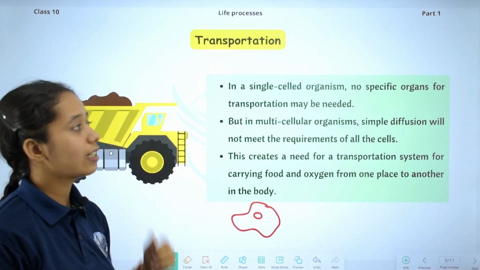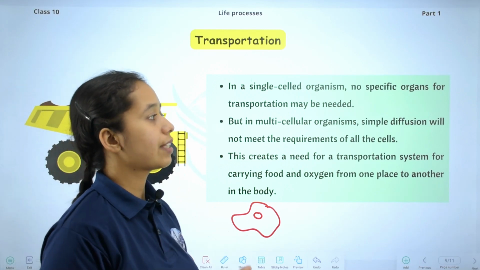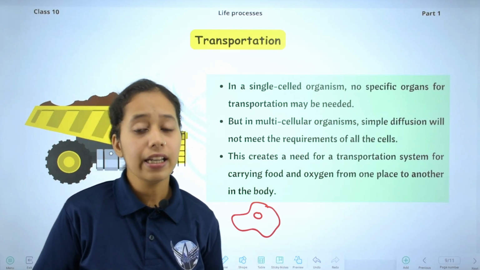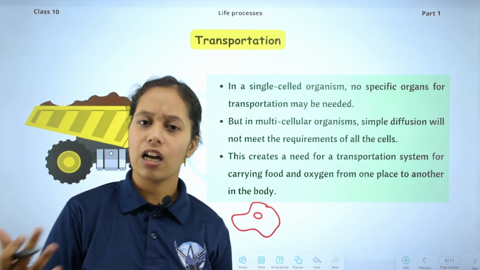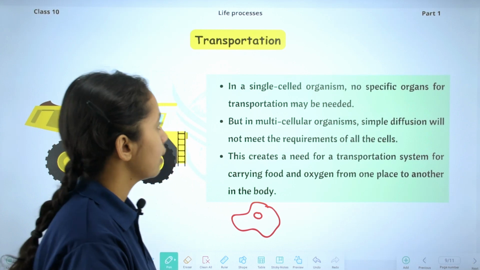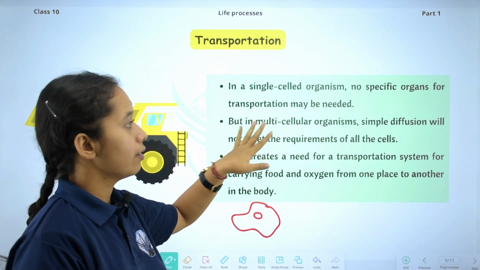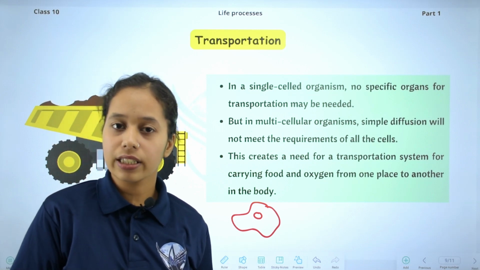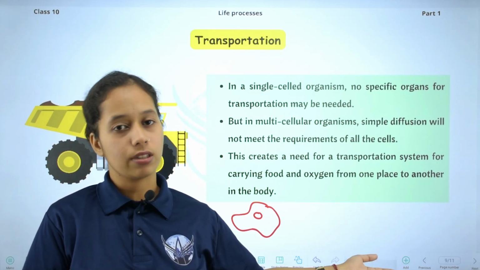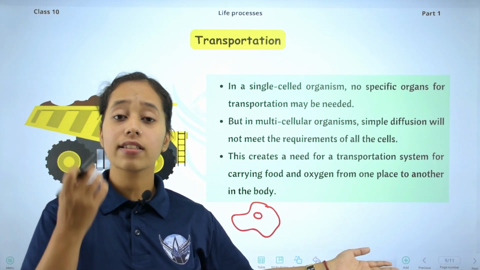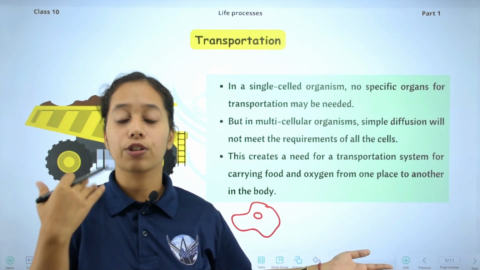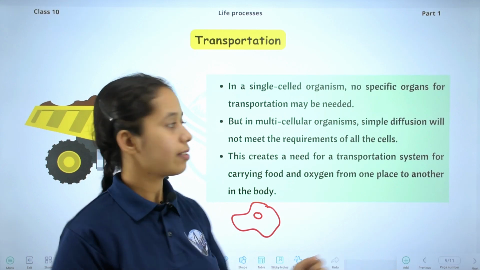In a single cell organism, there are no specific organs. A single cell organism like an amoeba does not have any big, complicated organs. For transportation, no specific organs may be needed. Why is it not needed? Because it is in direct contact with the outside world. Hence, it can use a simple process like diffusion for its transportation needs.